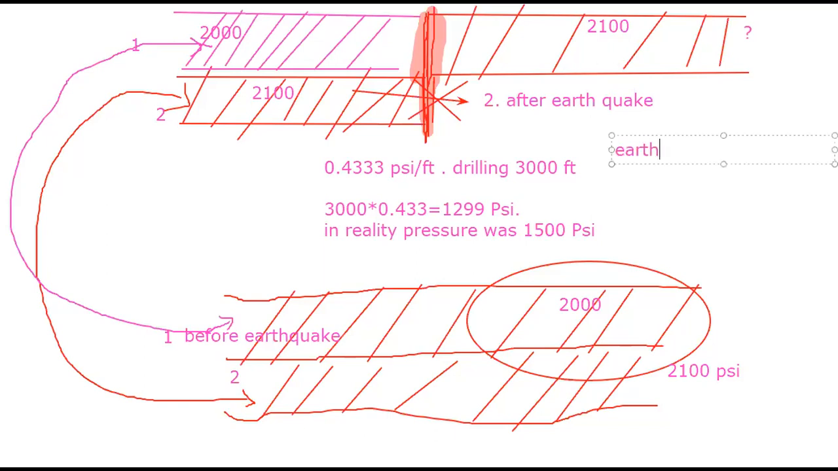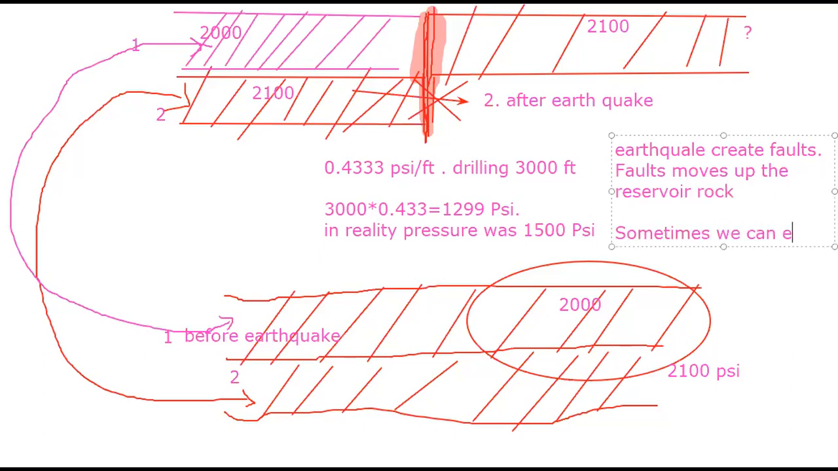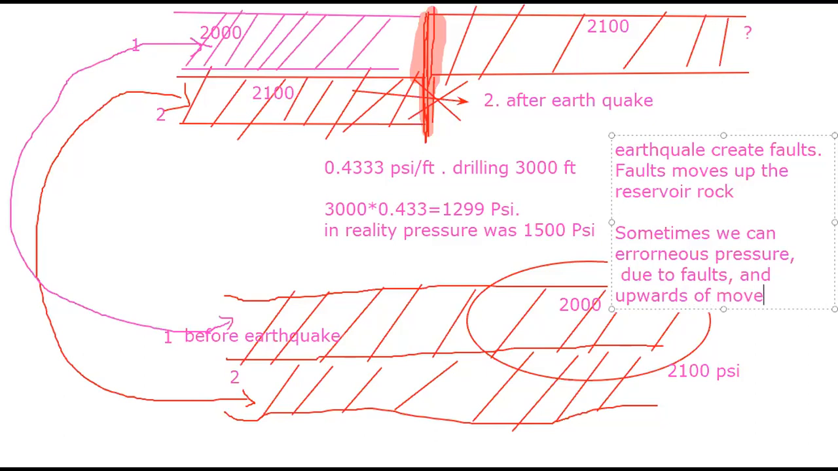I can write it here for you. Earthquake creates faults. Faults move up the reservoir rock. Sometimes we get erroneous pressure due to faults and the upward movement of rock, earthquakes. So because of the earthquake, a structural trap is formed: the earthquake breaks down the rock and makes the structural trap here. So that's the idea behind it.